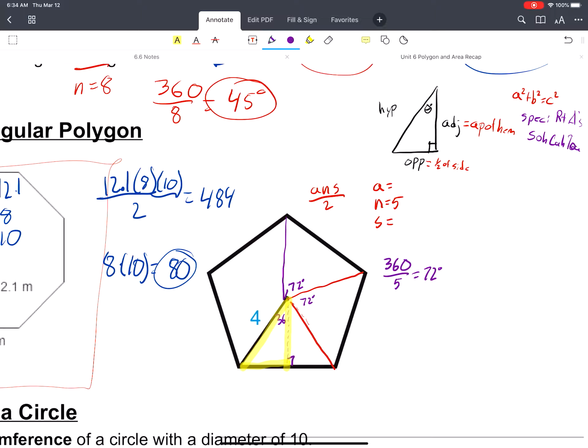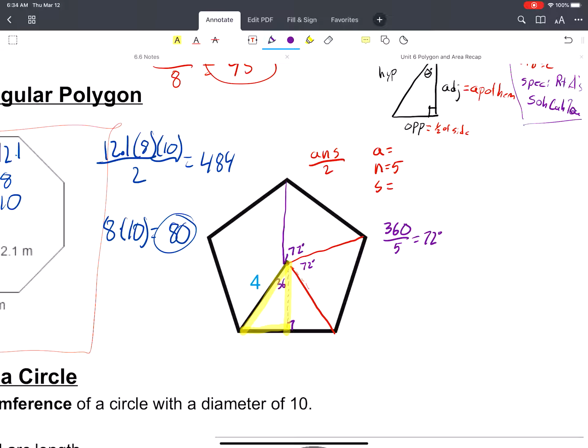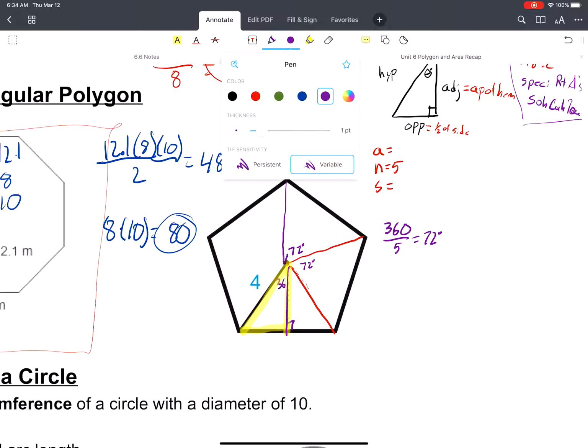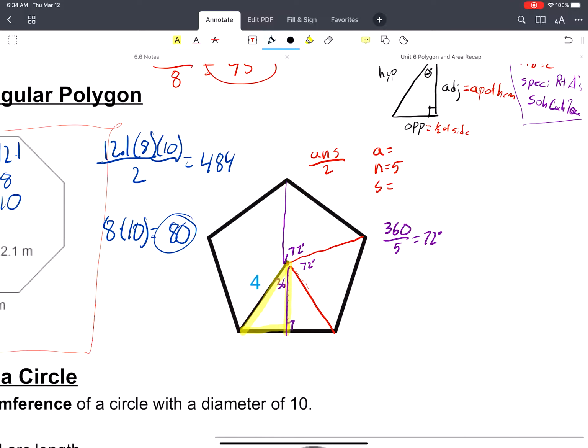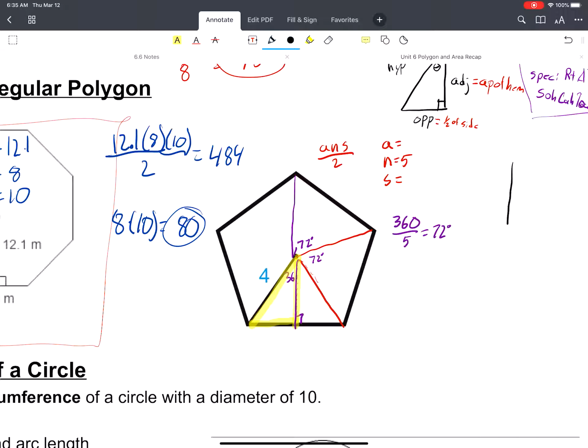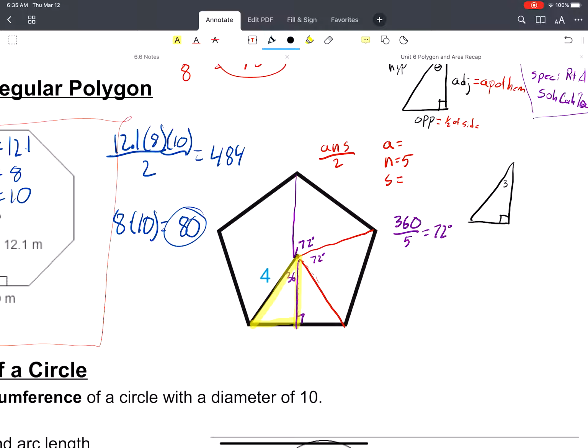In order to use the Pythagorean theorem, we would have had to have 2 parts, so maybe the apothem and the radius, or maybe the side length and the radius to solve for the apothem. So we have to have 2 of the 3 sides. In order to use special right triangles, this would have to be a 30, 60, 90 degree triangle. Unfortunately, in this case, it is not a 30, 60, 90 degree triangle or a 45, 45, 90 degree triangle. We have 36 degrees. 36 degrees is not any special type of triangle.